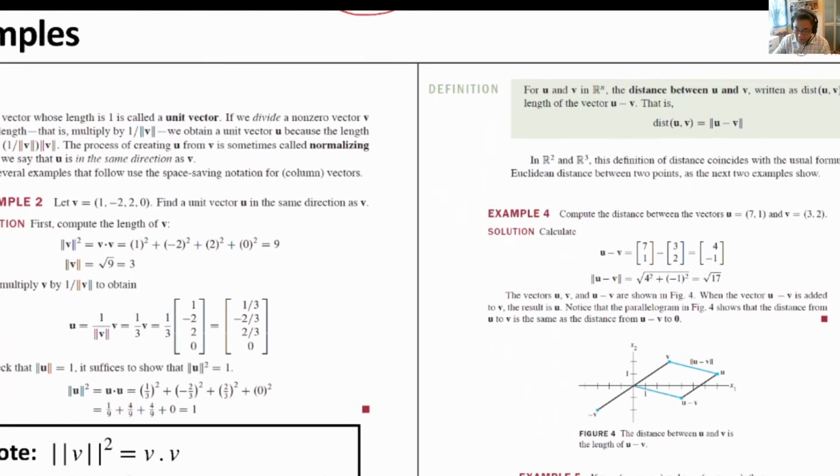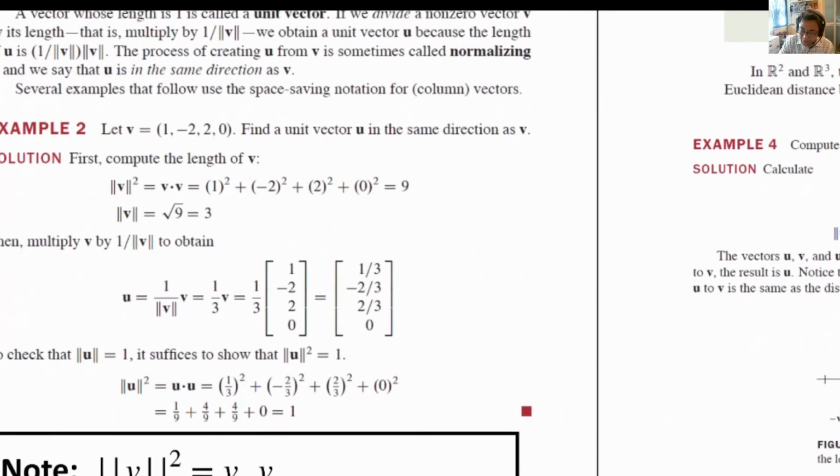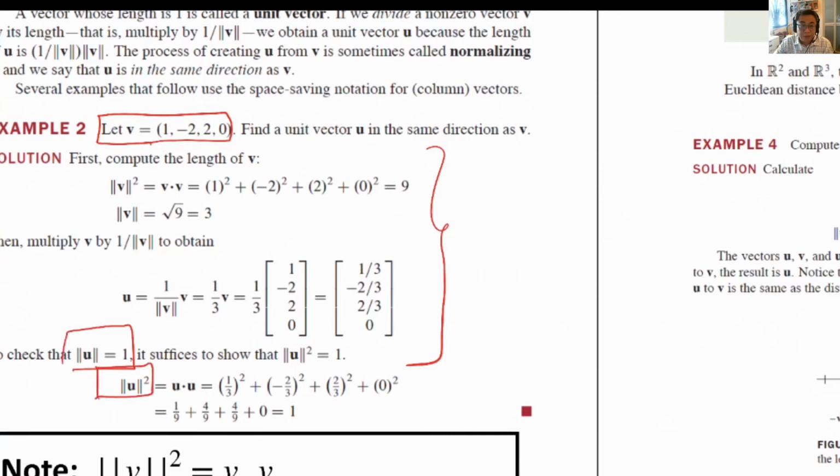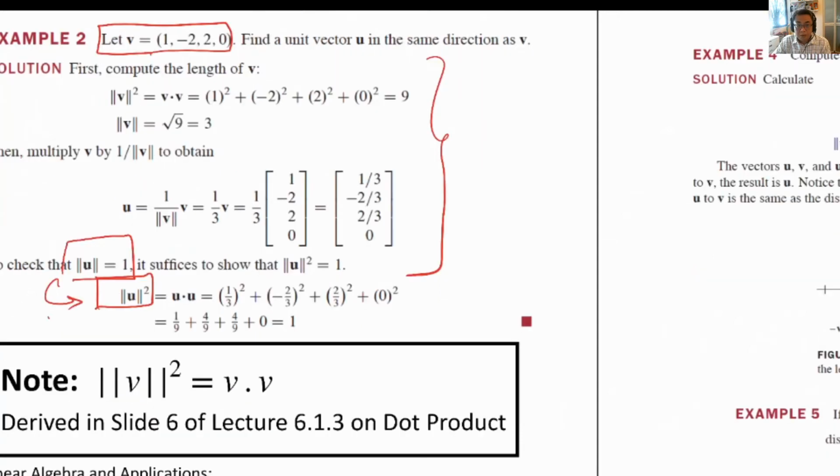In the last slide, we have further examples in R4 to find the unit length, and I'll leave it to you to do these examples by yourself. What is interesting is that sometimes we express length, the norm of the vector, as well as the square of the norm of the vector. And in the next slide, 6.1.3, we'll realize that the square of the norm of the vector can be found by the dot product of the vector.